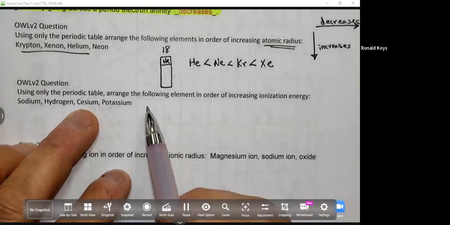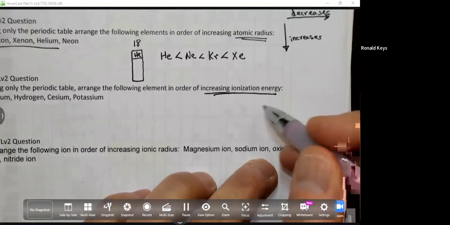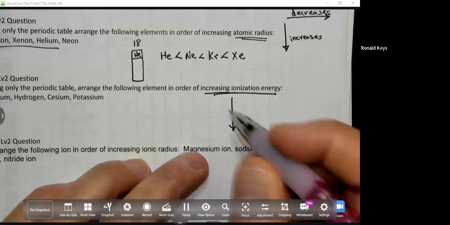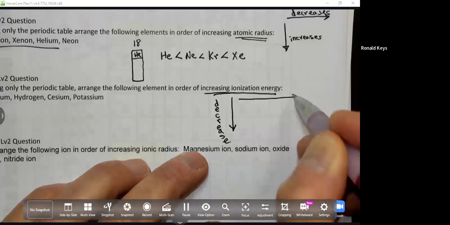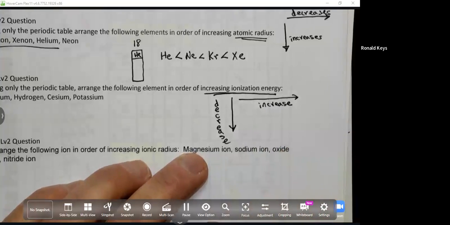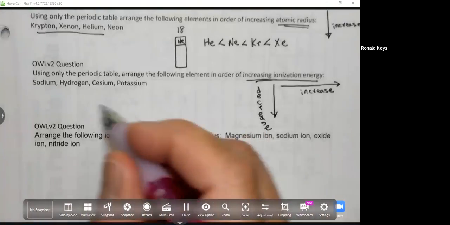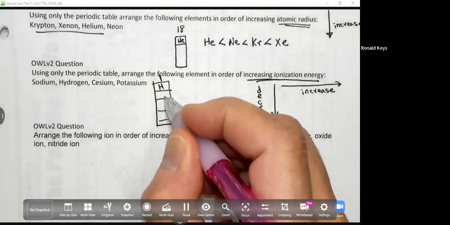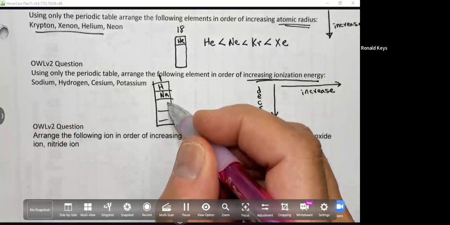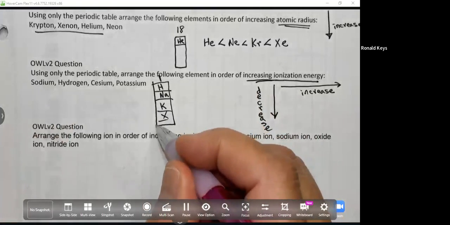The next one here, order of increasing ionization energy. So we know ionization energy does this. Going down, it's a decrease, and going across, it's an increase. And it looks like we have everything in group 1. We got hydrogen, sodium, potassium, and it skipped rubidium and it's got cesium.